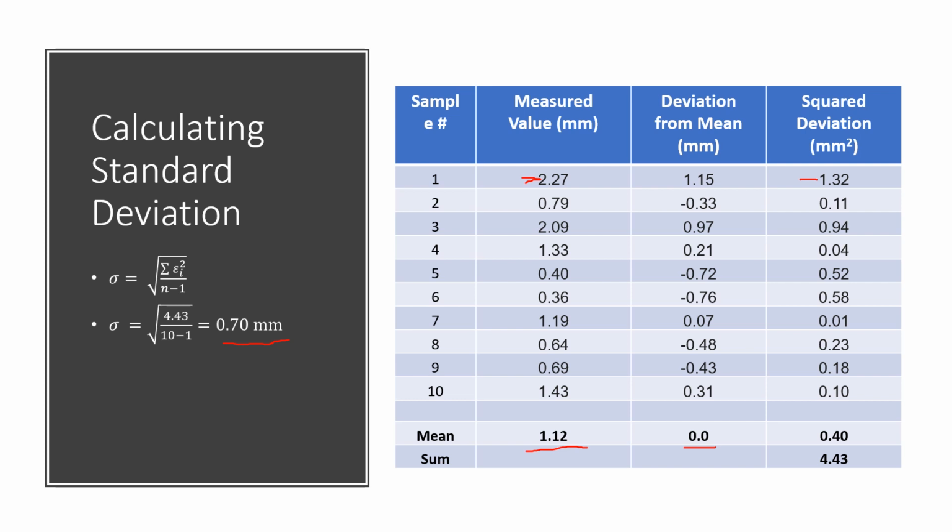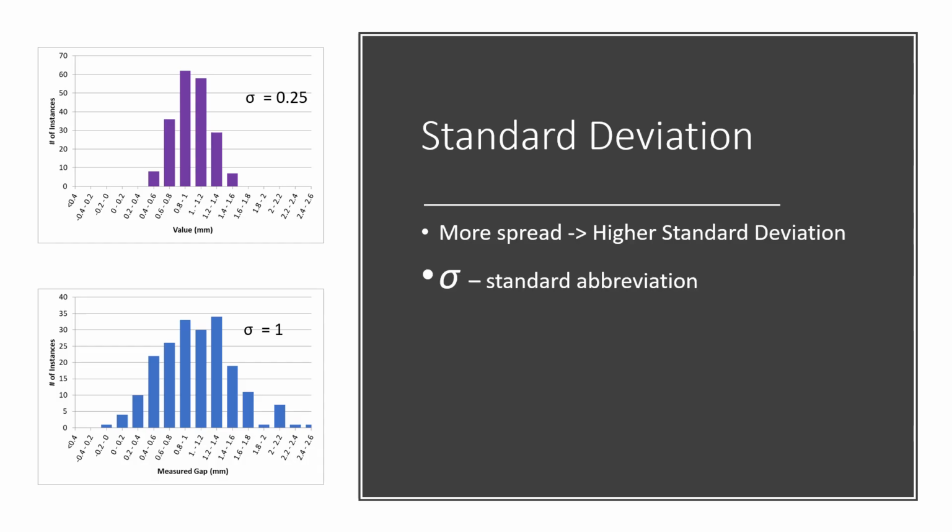So that hopefully will give you some idea of how you do these calculations. This is just showing you 2 examples. Here's one where I've calculated a standard deviation of 0.25. Here I have a standard deviation of 1. So obviously the higher standard deviation is associated with more spread. And what you find is that we frequently use the Greek letter sigma as the abbreviation for standard deviation.